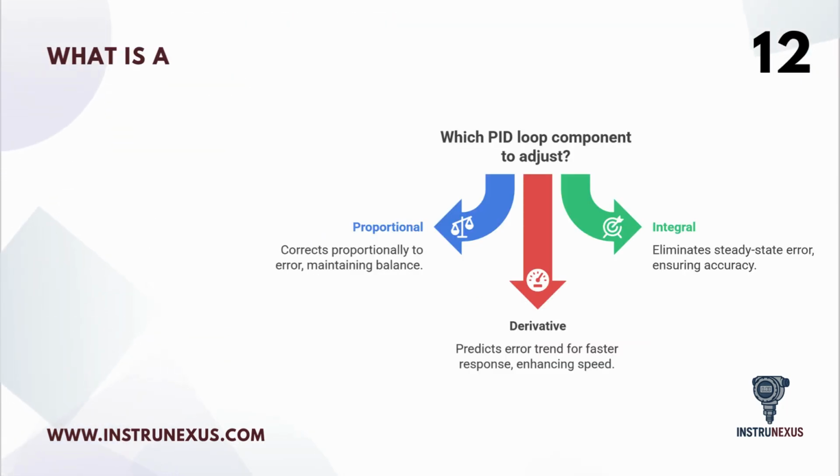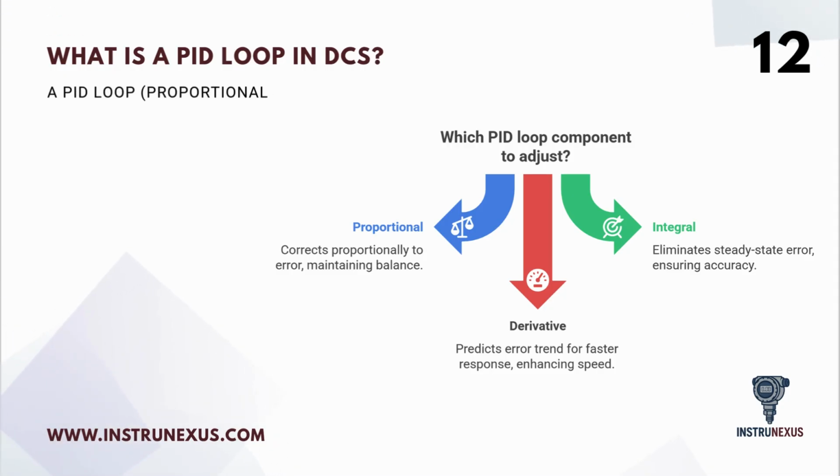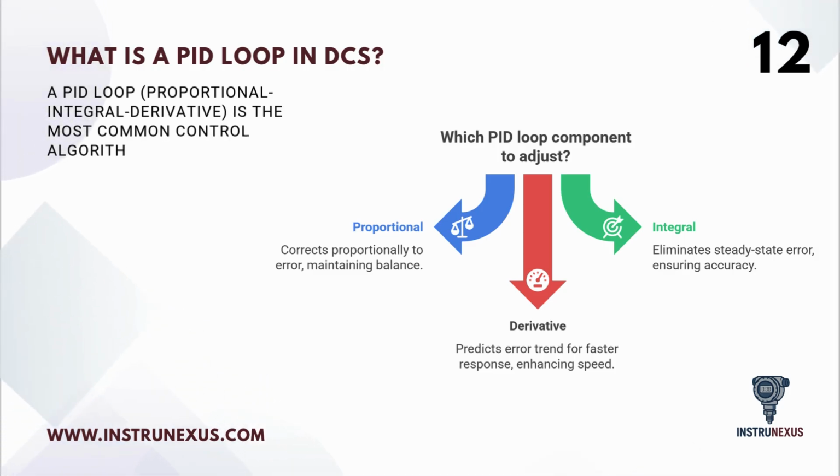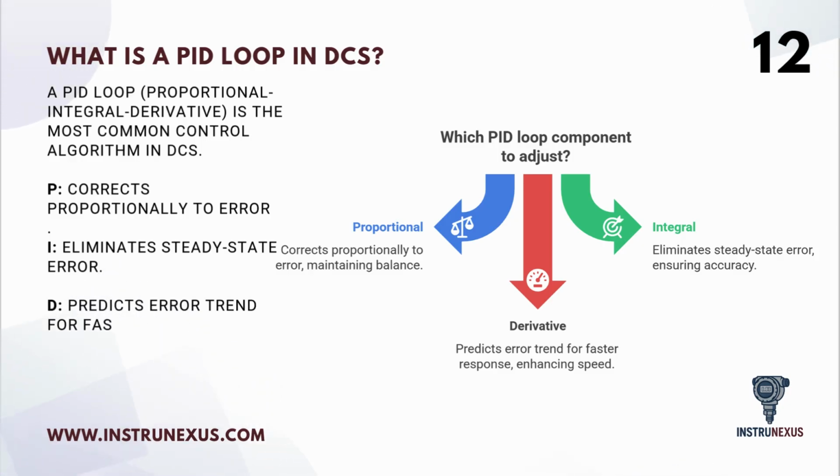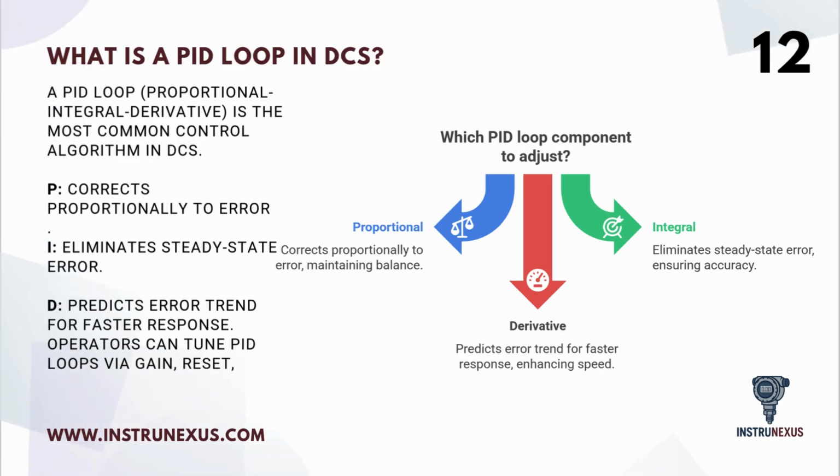What is a PID loop in DCS? A PID loop, proportional integral derivative, is the most common control algorithm in DCS. P corrects proportionally to error. I eliminates steady-state error. D predicts error trend for faster response. Operators can tune PID loops via gain, reset, and rate settings.